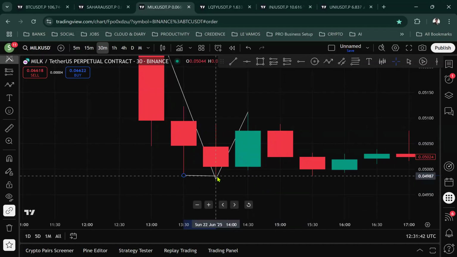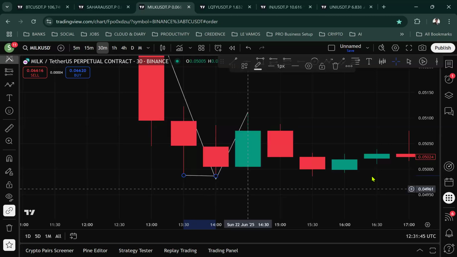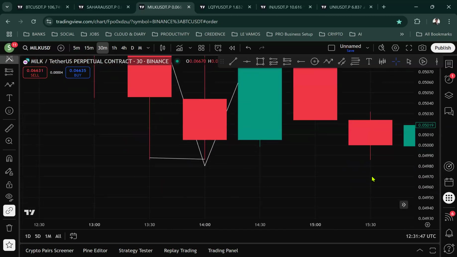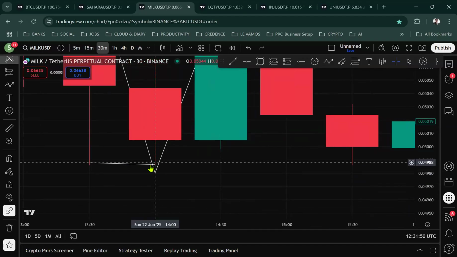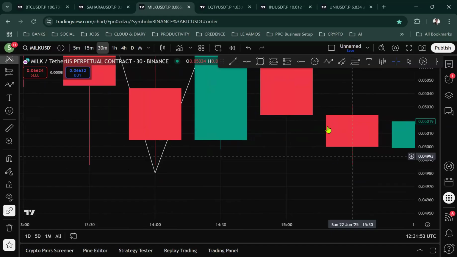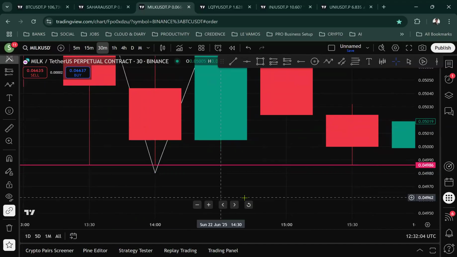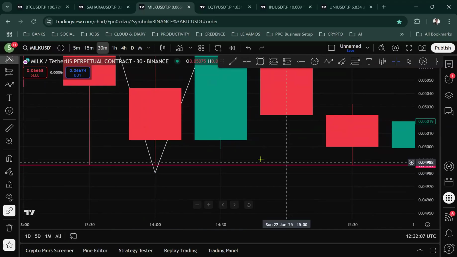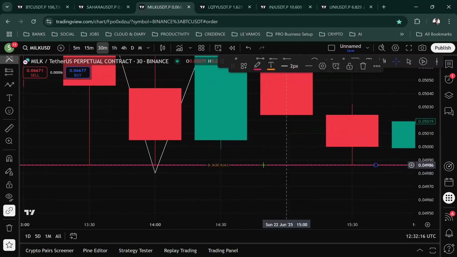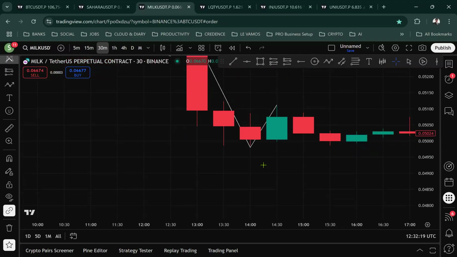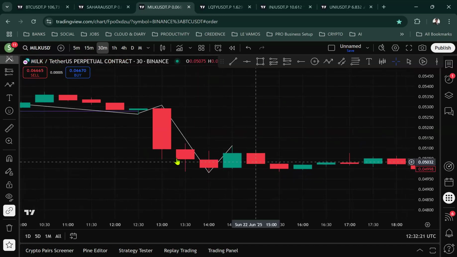Look, I'll show you. Same. See? It's the same line. So this is the same line.